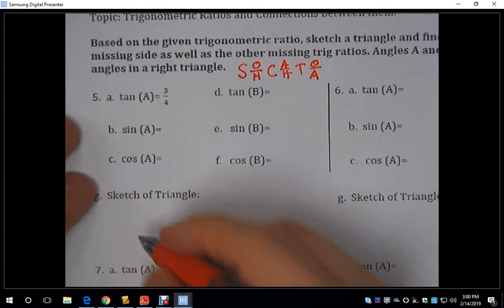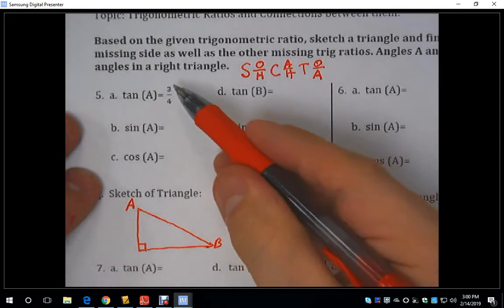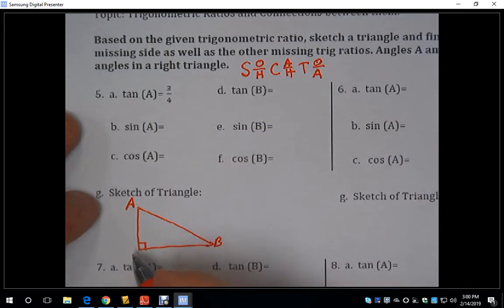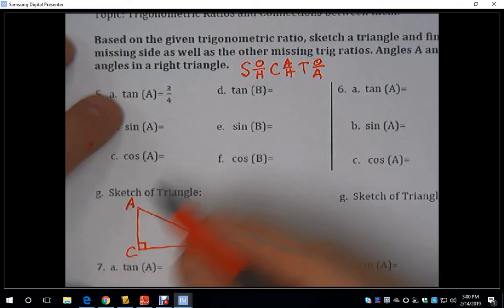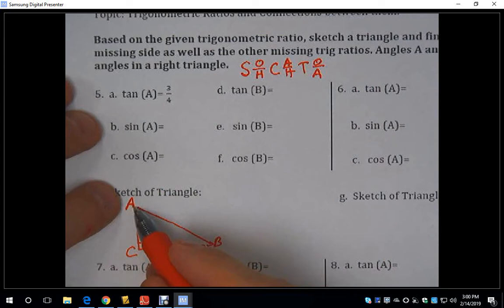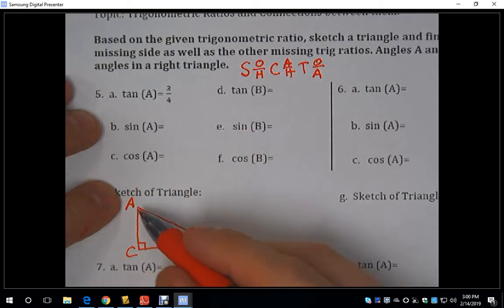It says in the directions that A and B are the non-right angles, so that would be A and B. It doesn't really matter if I switch those, but it will matter where I place my 3 and the 4, depending on where my A and B are placed. And then C is my right angle. So tangent of angle A, from this perspective of this angle, is opposite over adjacent. The opposite side is here, so this is 3. And there are two sides next to angle A, this side here and this side here.